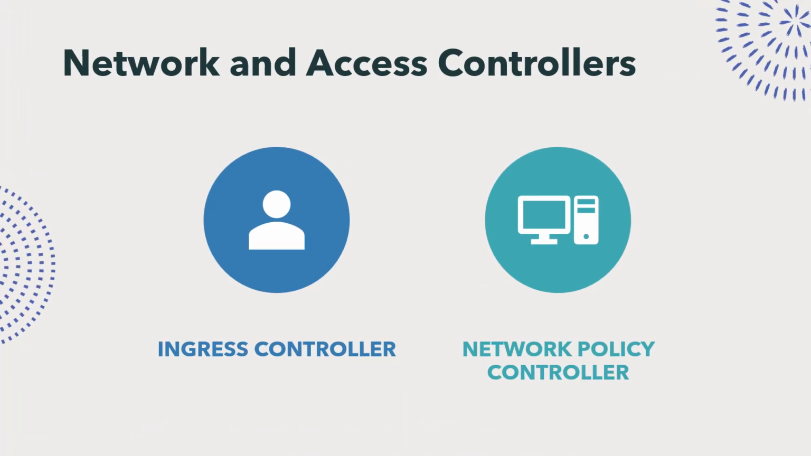Network and access controllers. Ingress Controller. The Ingress Controller manages external HTTP and HTTPS access to your services. It allows you to define routing rules, such as mapping a URL like example.com to a specific service, and terminating SSL/TLS for secure communication. Popular implementations include NGINX, Traefik, and HAProxy.